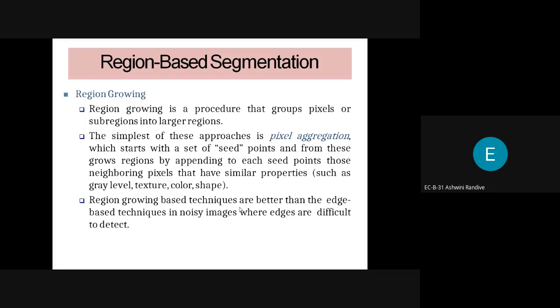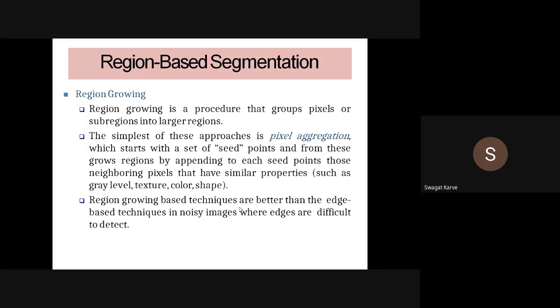Yes, sir. Okay. Now the next and the last point of this unit is region segmentation, right? So the third category of image segmentation is region segmentation. So we are going to discuss that part now, okay? And that is the last part of this unit.